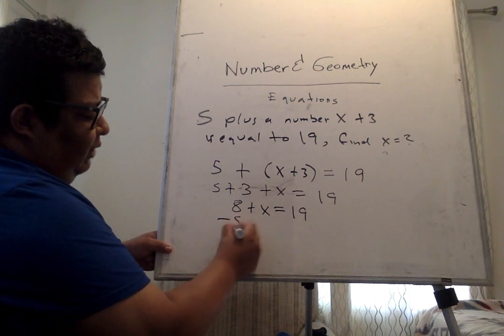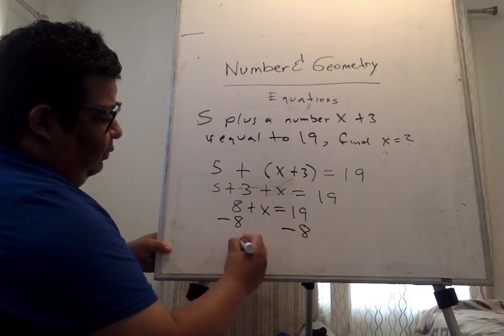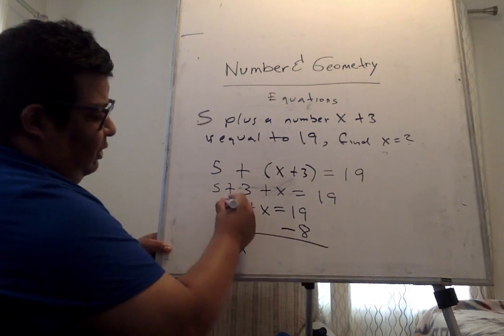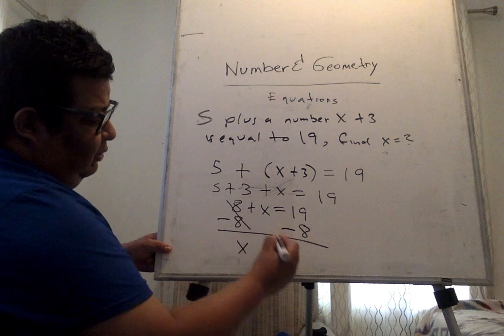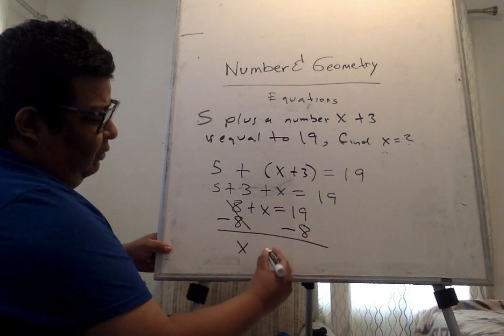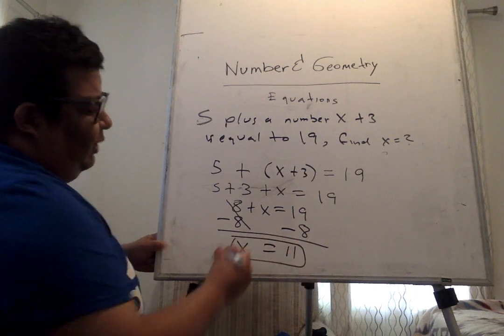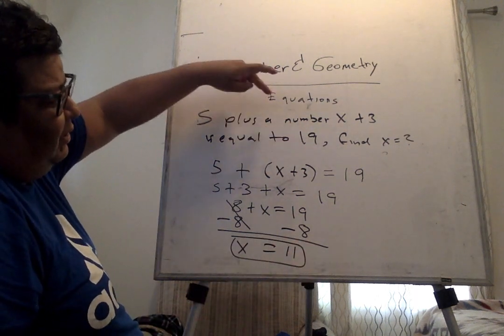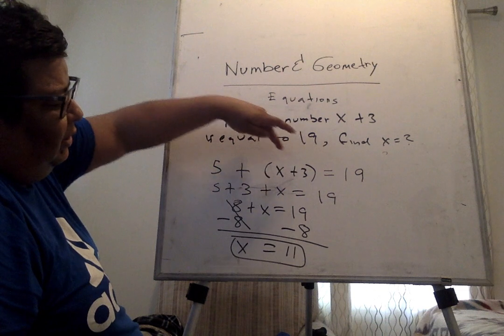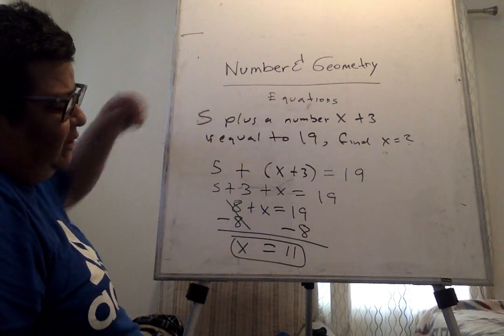So minus 8, this cancels, so x equals 19 minus 8, which is equal to 11. So that number, x, is 11. The number that we add 3 and we add 5 to, to give us 19, is 11.